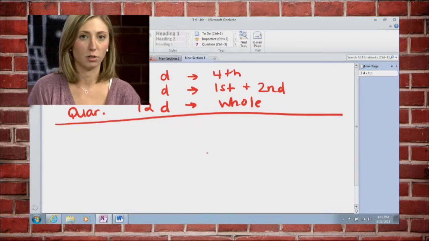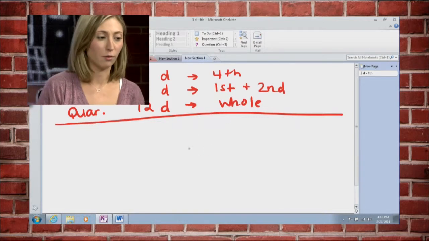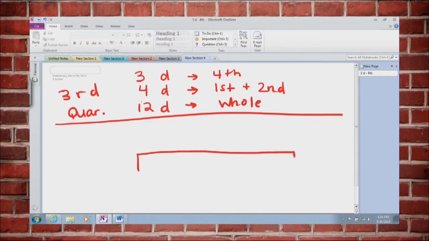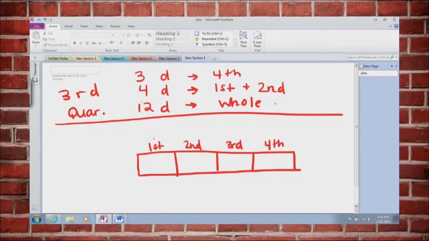I did jot down, John earned 3 detentions in the fourth quarter. I'm going to draw out the school year. If we're in quarters, we know that there are going to be 4 of them. So I'm going to go ahead and label these: the first quarter, second quarter, third quarter, fourth quarter. Now, our question was we had to find out how many detentions he got in the third quarter.